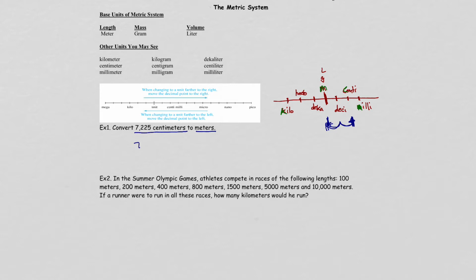So 7,225, your decimal is after the 5. If you move that two spaces to the left, you end up getting 72.25. And that's going to be meters. So metric units is just moving around your decimal. And that's what you need to remember, right? So let's look at the next one.